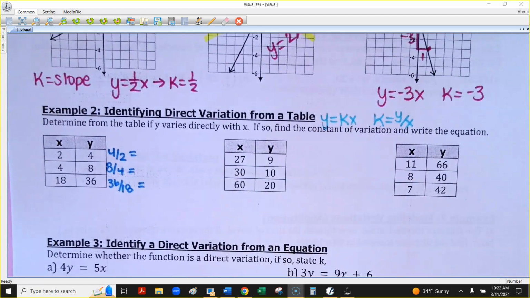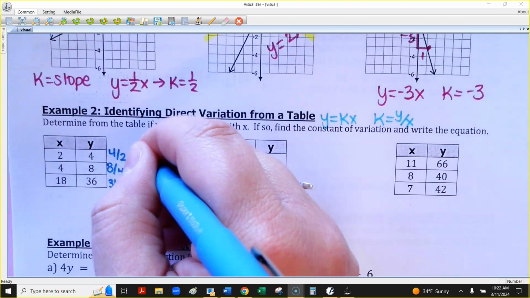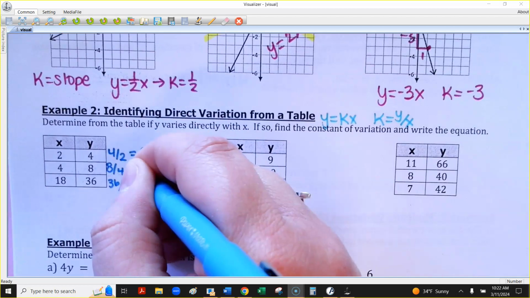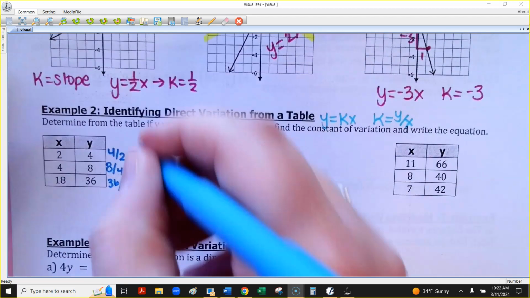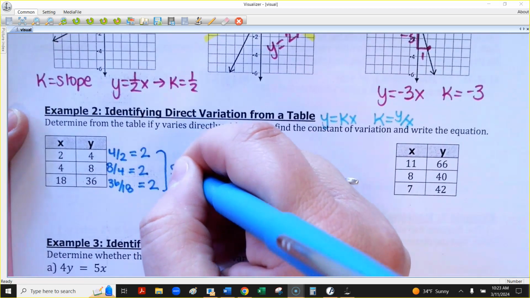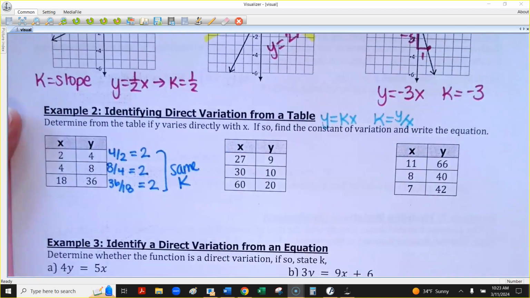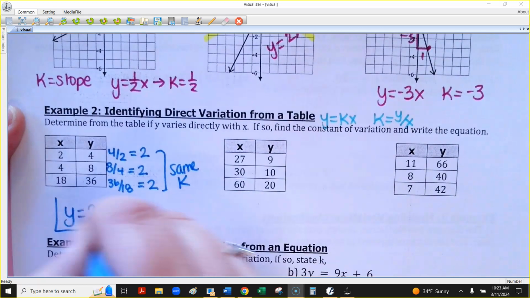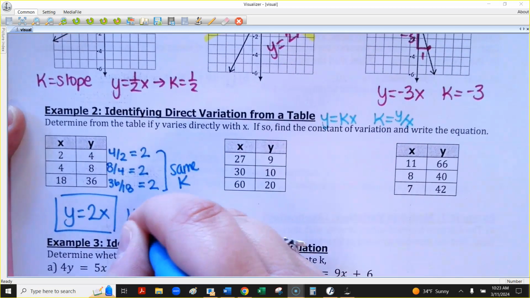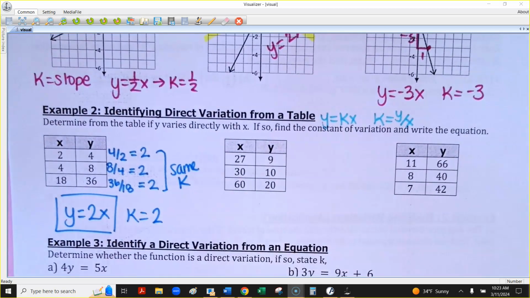So like if I do 4 divided by 2, that's 2. 8 divided by 4, that's 2. 36 divided by 18, that's 2. If they're all the same, they have to all be the same, then that is your k value. So the equation there would be y equals 2x. That's your direct relationship there. If they asked you for it, the constant of variation would be 2.